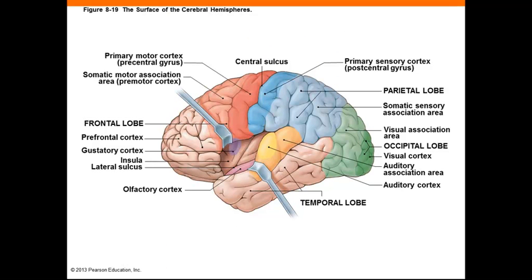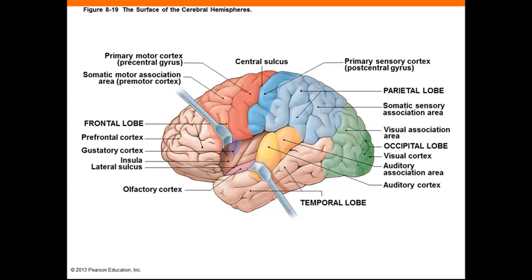This figure is showing the surface of the cerebral hemisphere and some of the important cortexes which are located on the cerebrum. So the precentral gyrus, the one that I pointed out to you on the earlier figure, it's noted here as a dark red. It's part of the frontal lobe, and this precentral gyrus contains the primary motor cortex.